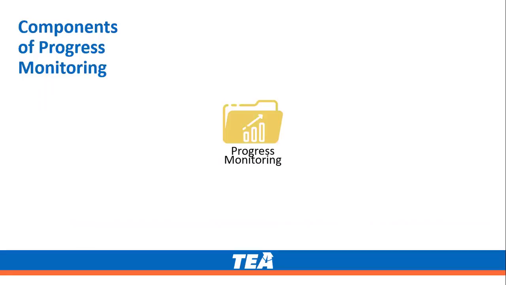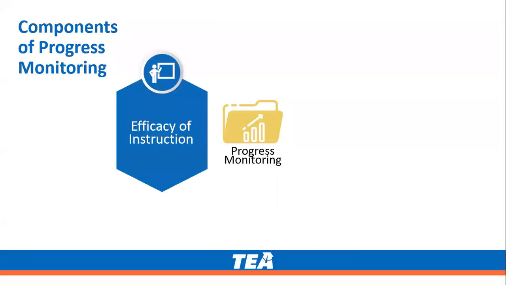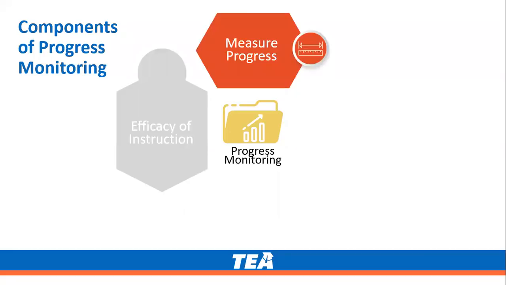Progress monitoring is made up of several components. These components can be identified by 4 different areas. The first component we will discuss is efficacy of instruction, or the ability to produce a desired or intended result through instruction. Then we will move to measuring progress. This means using the IEP, which has established concrete criteria for measuring progress toward the attainment of each goal that is set for a student with a disability.